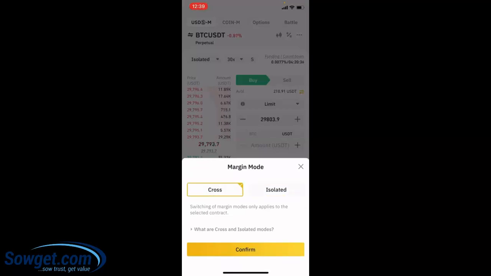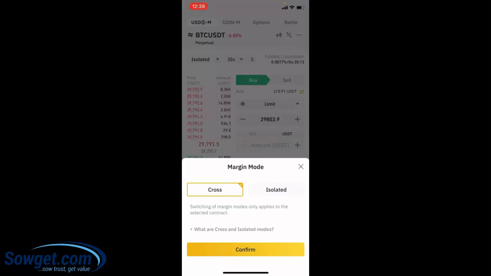Now, the difference is that, let's say for example, you want to trade and you are picking cross margin. Let's say you have $200 in your futures wallet and then you go into a trade with like $100. Now, your liquidation price is the price where you lose your money. So if that trade should go to your liquidation price, it means you're going to lose that $100 that you have used to enter the trade.